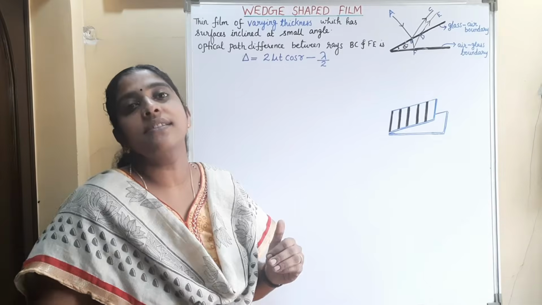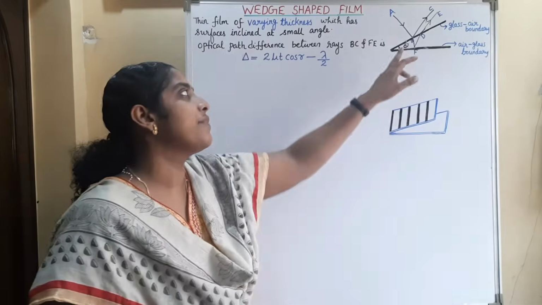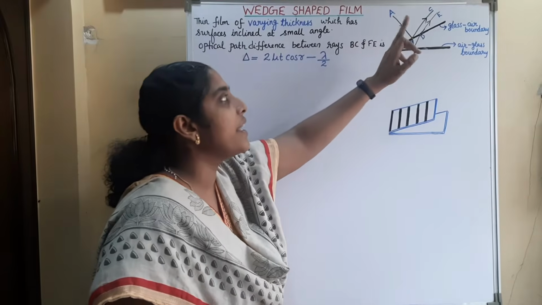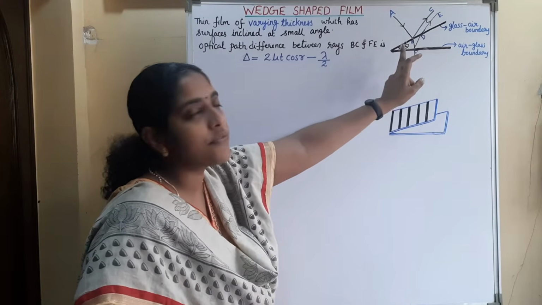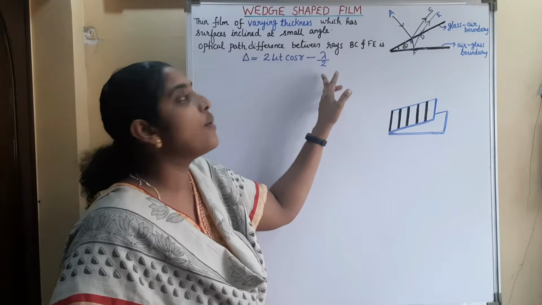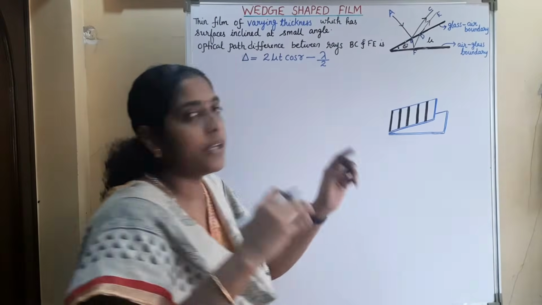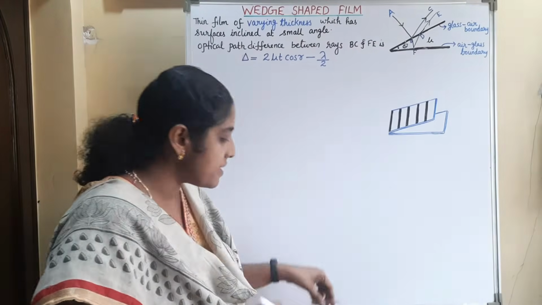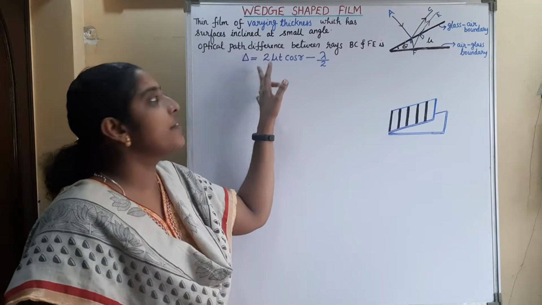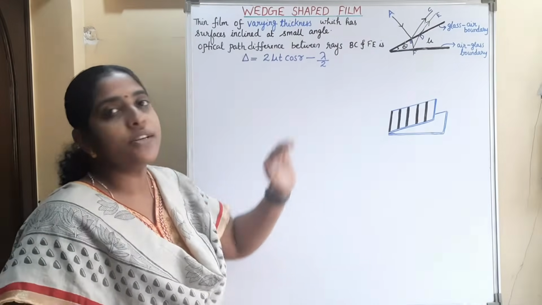The condition for brightness and darkness of these bands we can determine by finding the optical path difference between these two reflected rays. So the optical path difference between the rays BC and FE, that is the light reflected from the upper surface of the film and bottom surface of the film, is delta is equal to 2 mu t cos r minus lambda by 2, where mu is the refractive index of the film between the glass plates. So here we have considered the air film, so the refractive index will be 1. In general, we can write the optical path difference is equal to 2 mu t cos r minus lambda by 2. This minus lambda by 2 is due to the phase change.